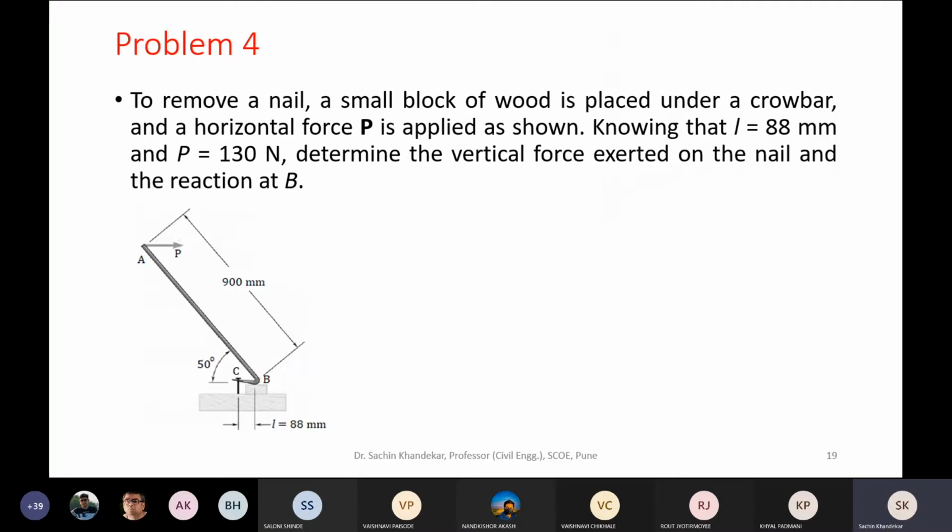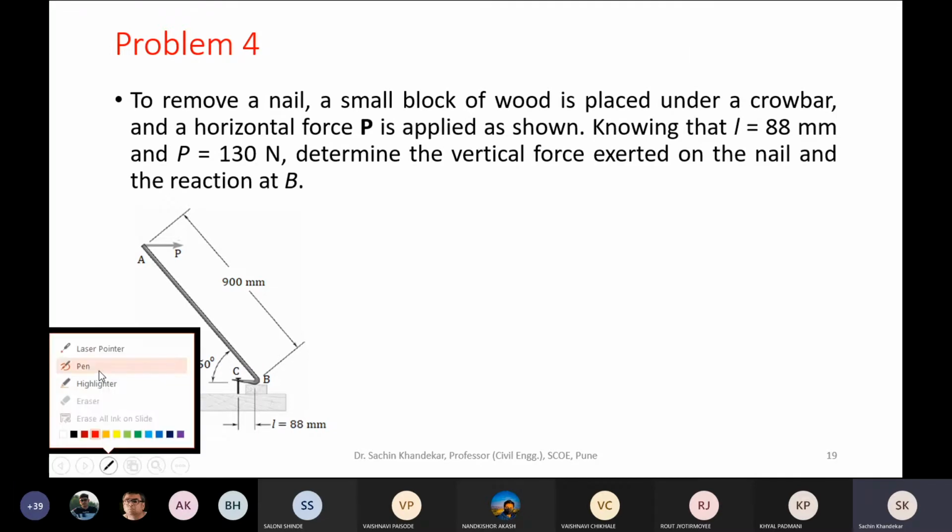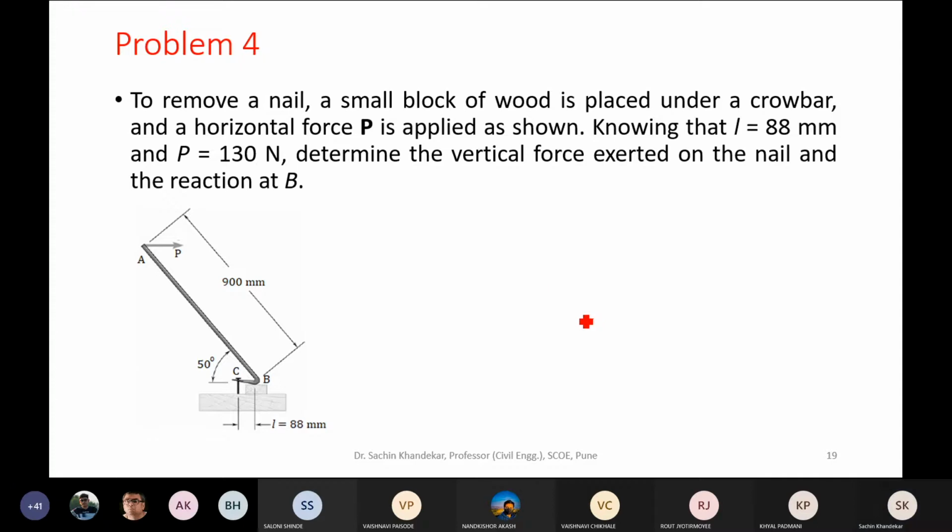So I will just give you a hint on how to solve problem number 4. I have already shared these PPTs with you all. The same process we applied yesterday: moment equal to 0, then Fx = 0 and Fy = 0. Just go through the problem. Drawing the free body diagram of this particular problem is very important, and how I construct the FBD is very important.